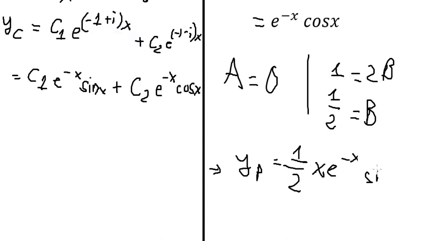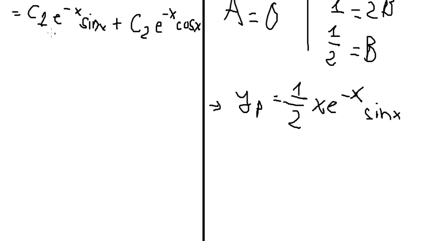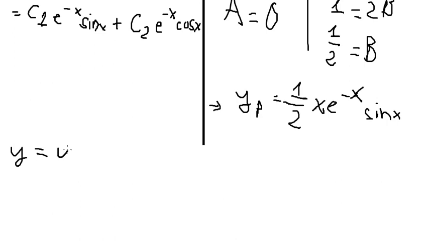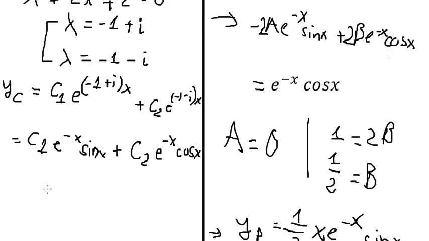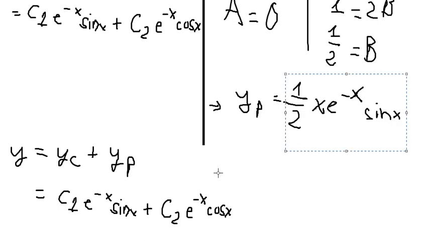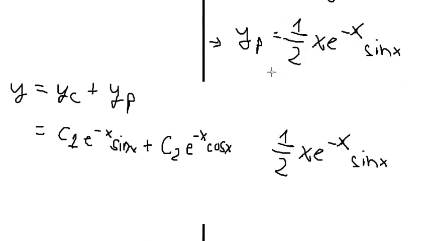So after we find the value in here, we can get the final answer. That should be y equal to yc plus yp. Yc we just calculated in here, and yp is this one in here. And this is the final answer.